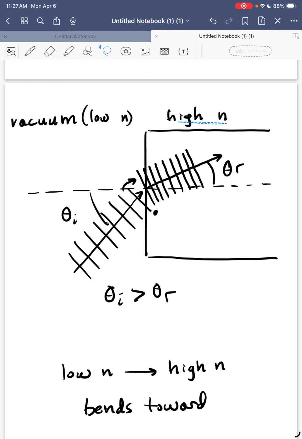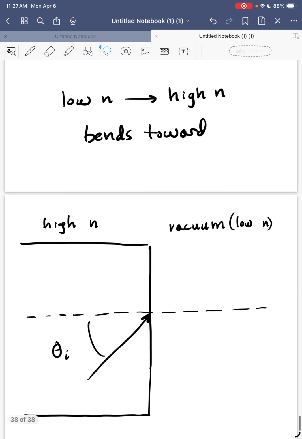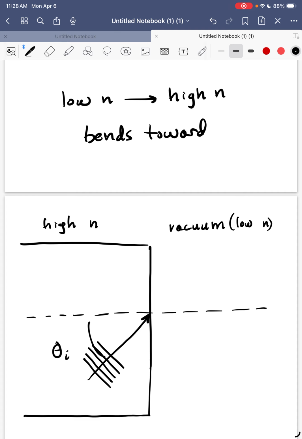Let's take a look at the opposite case. We've got a high index of refraction, maybe this is diamond or something like that. We're going into a vacuum, okay? This is our incident angle like that. Again, I'm going to draw the wave as a series of crests like this. Here the wavelength is relatively short because we're in a high index of refraction. So I'm coming like this. This is the wave propagating toward the interface. Now I'm going to draw it from this angle.